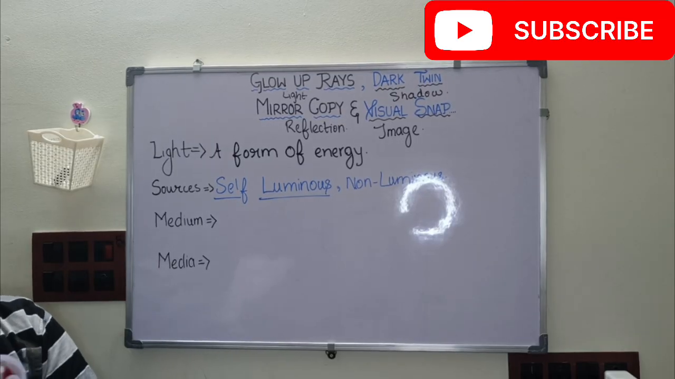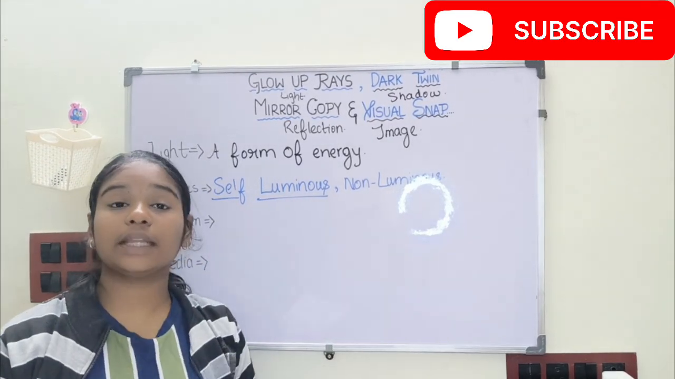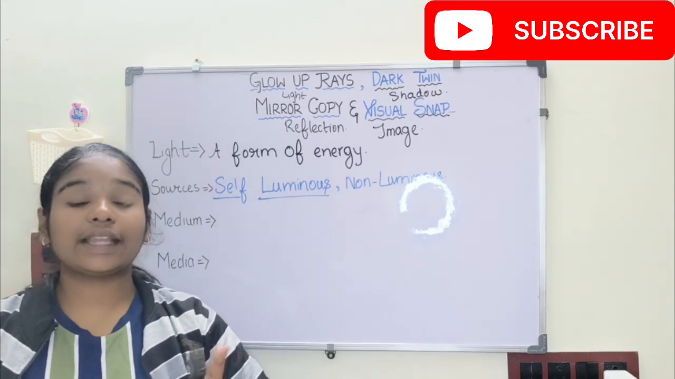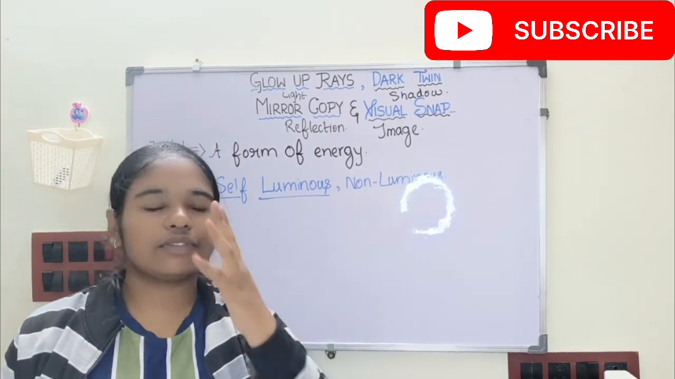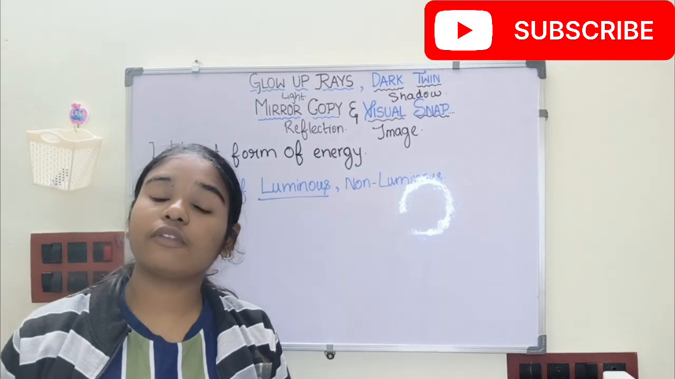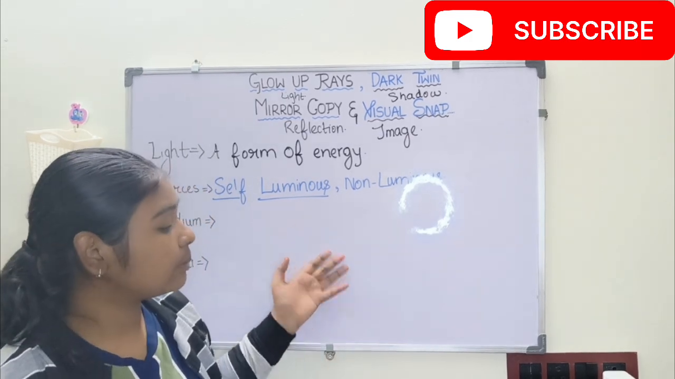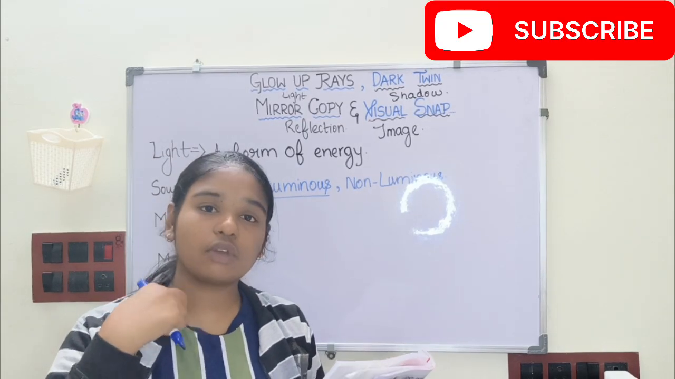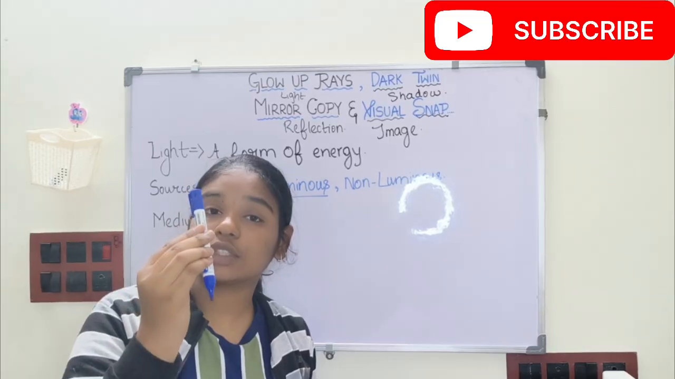So now moving on to the mediums. Matter of any type is normally called a medium. When light falls on them, the different media react differently. In this we are going to learn about media. So matter of any type is normally called a medium. Okay, so this is a medium. This is a medium, and when light falls on them, different media react differently.